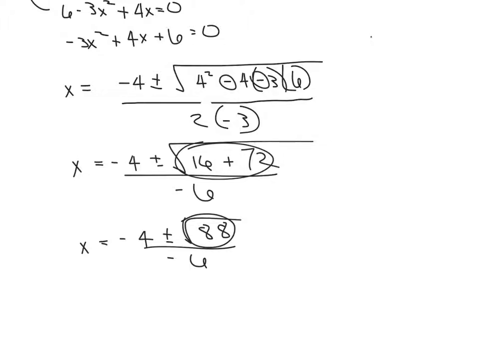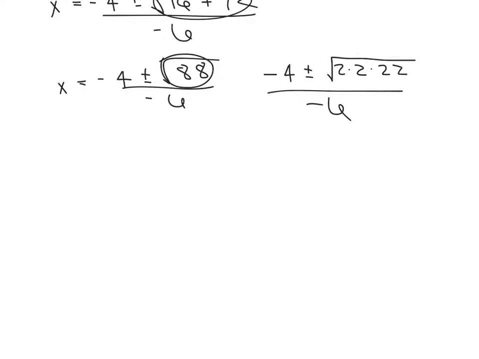And my 88, if you remember right from when we did this before, this is just the way I do it: we have 2 times 2 times 22 under the radical sign, under negative 6. I pull the couple out. I have a couple of 2's here, I can pull those out. So negative 4 plus or minus 2 times the square root of 22, because that's what's left over, over negative 6.